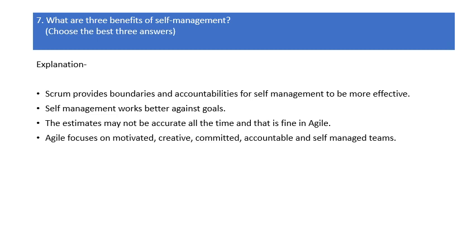Scrum provides boundaries and accountabilities for self-management to be more effective. Self-management works better against goals. The estimates may not be accurate all the time, and that is fine in Agile. Agile focuses on motivated, creative, committed, accountable and self-managed teams.